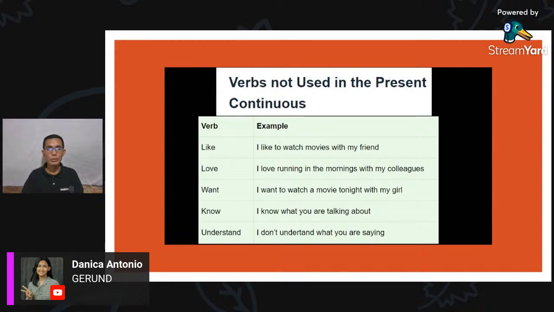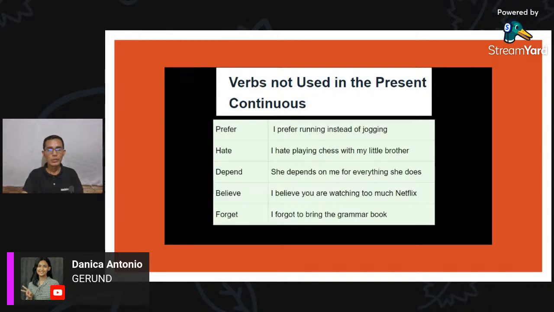Okay, so we also have love. Okay, I'm loving running. So we don't say that. I love running in the morning with my colleagues. Want. Okay, I want to watch a movie tonight with my girl. So no, I know what you are talking about. Okay, so yun yung mga example natin ng verbs that are not used in the present continuous.